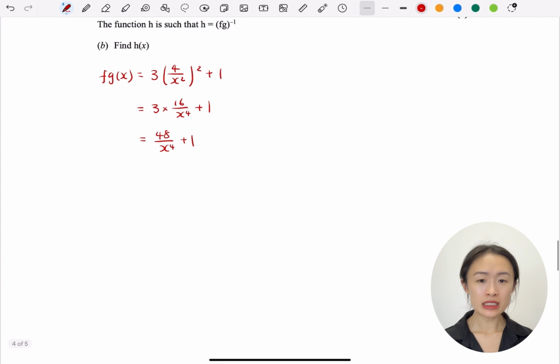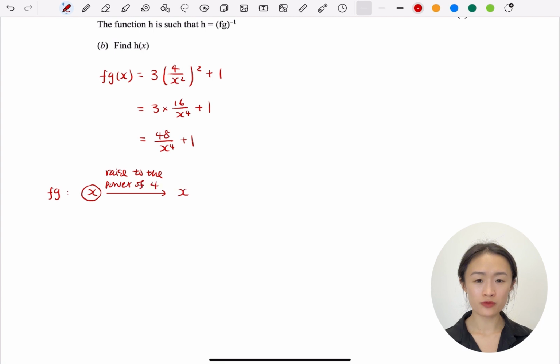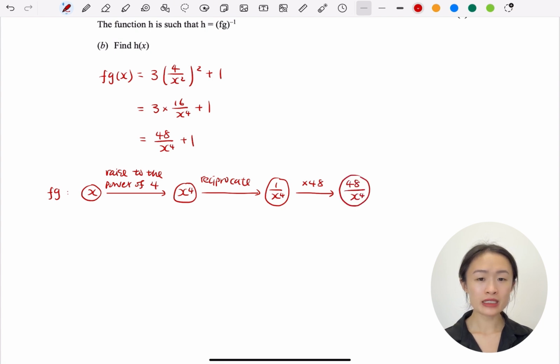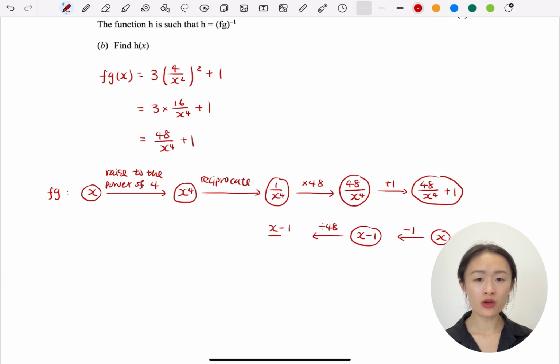Now let's check and see what fg does to x. Now if we have x, we need to raise it to the power of 4, x to the 4, and reciprocate, that is 1 over x to the 4, multiply by 48, that is 48 over x to the 4. And then we need to add 1, that gives us fg. To find fg inverse, we take x, subtract 1, that's x take away 1. We need to divide by 48. So x take away 1 over 48.